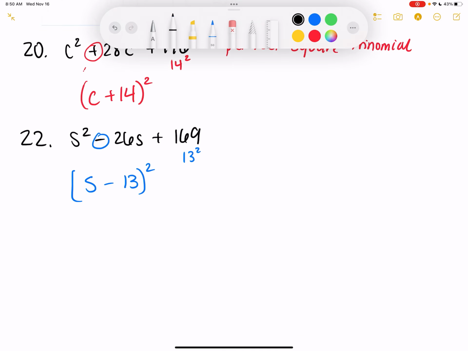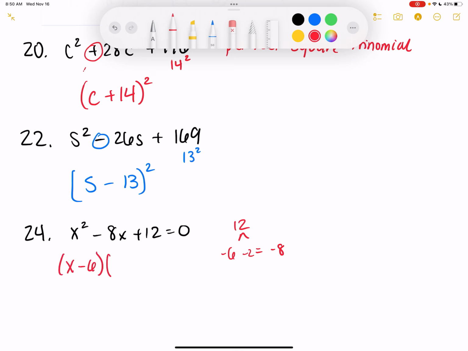So 24 x squared minus 8x plus 12 equals 0. So I need factors of 12 that add up to give me negative 8. Negative 6 and negative 2. So x minus 6 times x minus 2 equals 0.